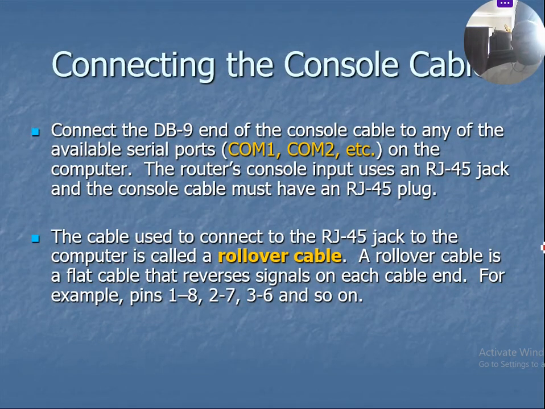Now let's take a look at connecting the console cable. How do we connect the console cable? To connect the DB9 end of the console cable to any other available communication port like COM1, COM2, COM3 on the computer, you have to note that the router console input uses the RJ45 jack, with a plug at the end of it.